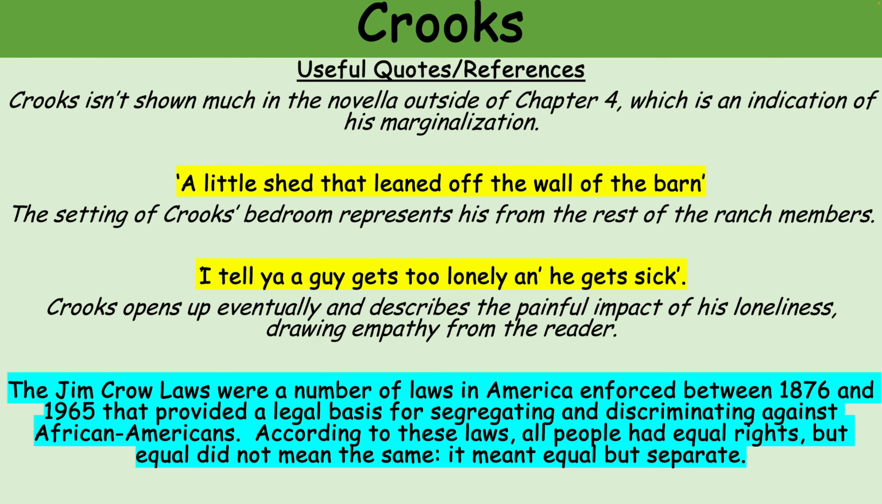But we don't really see much of him outside of chapter 4. So even that in itself, you could say, Crooks isn't that present in the novella other than chapter 4. And that in itself is an indication of his marginalization. If you did want to think about quotations to support that, you could think about where he sleeps, a little shed that leaned off the wall of the barn. So even the setting of his bedroom represents the way he is isolated from everyone else, right?